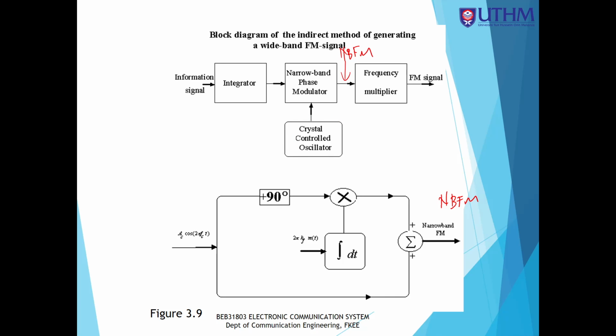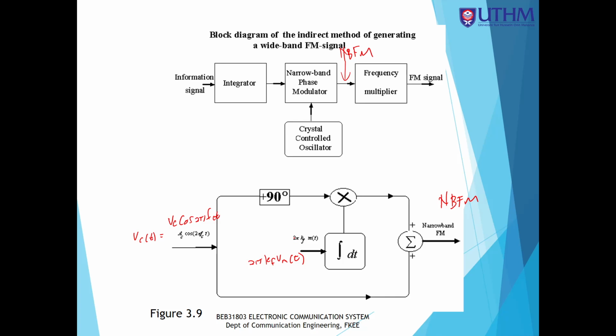Saya padam. So dalam you punya nota ni, kalau you lihat di sini adalah carrier. This is the VCT. Okay, VCT is equal to AC cos 2 pi FCT. So ini sebenarnya adalah VC cos 2 pi FCT. Okay. And then di sebelah sini adalah signal iaitu 2 pi KF VMT. So di sini adalah 2 pi KF VMT signal ini.